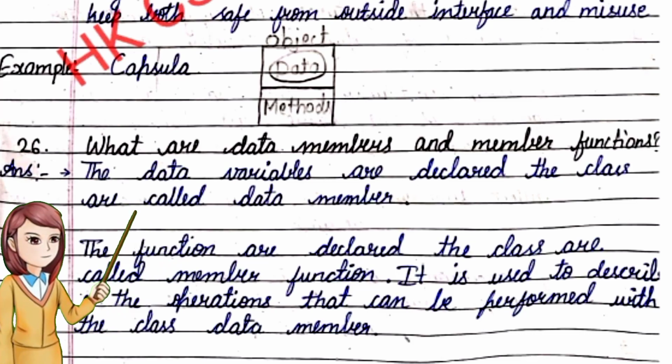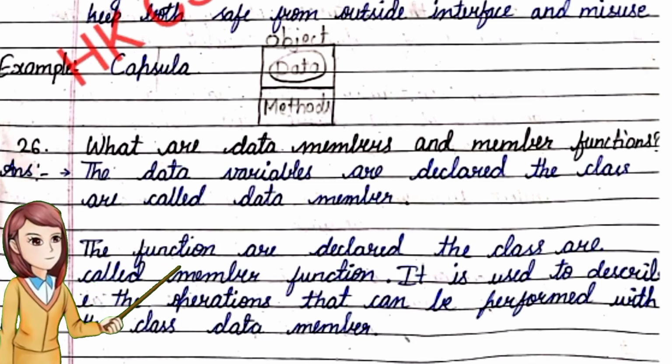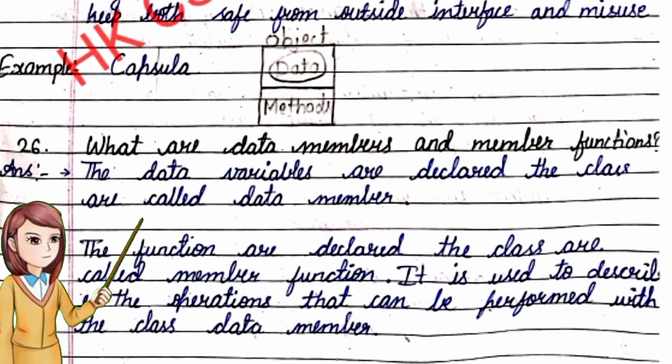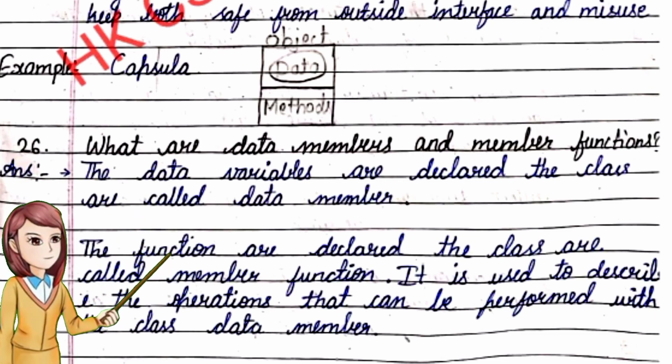26th question. What are data members and member functions? The data variables declared in the class are called data members. The functions declared in the class are called member functions. They are used to describe the operations that can be performed with the class data members.